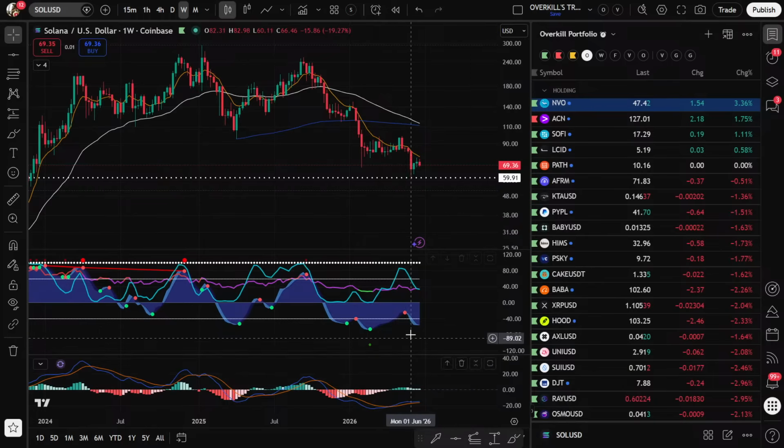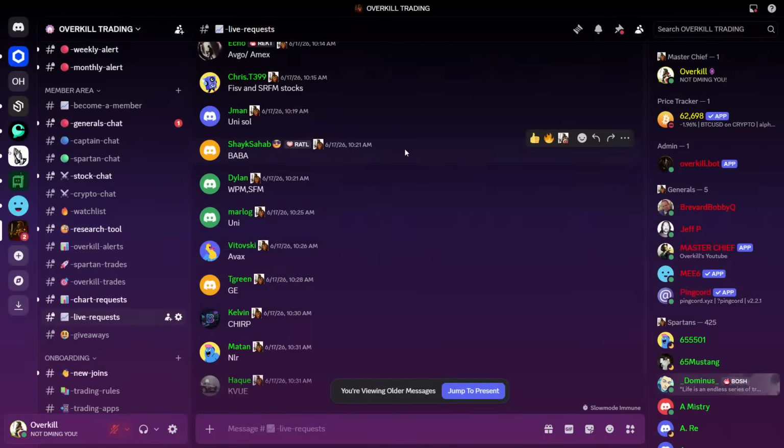I actually like it here at 70 bucks. You could stake this one on Coinbase and earn the dividend from it. But ultimately above 59, we still like Solana here. Looking for that weekly green dot.